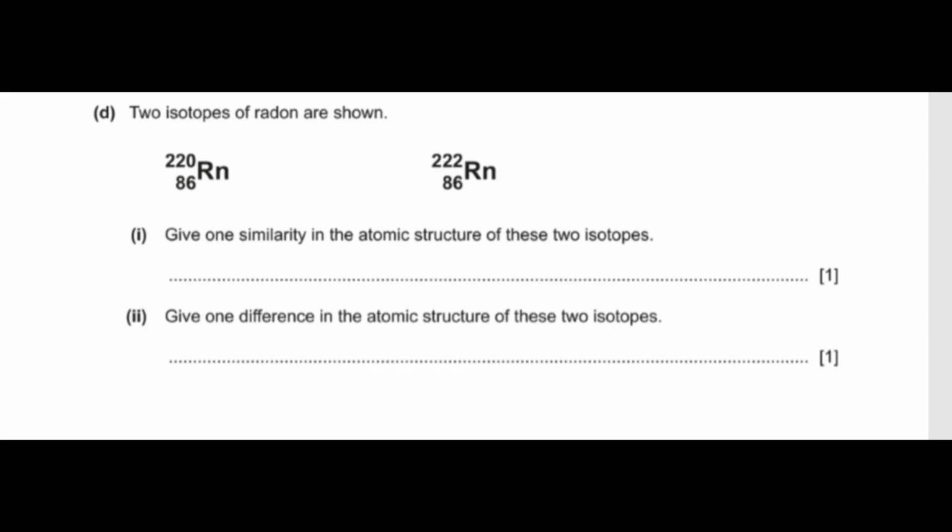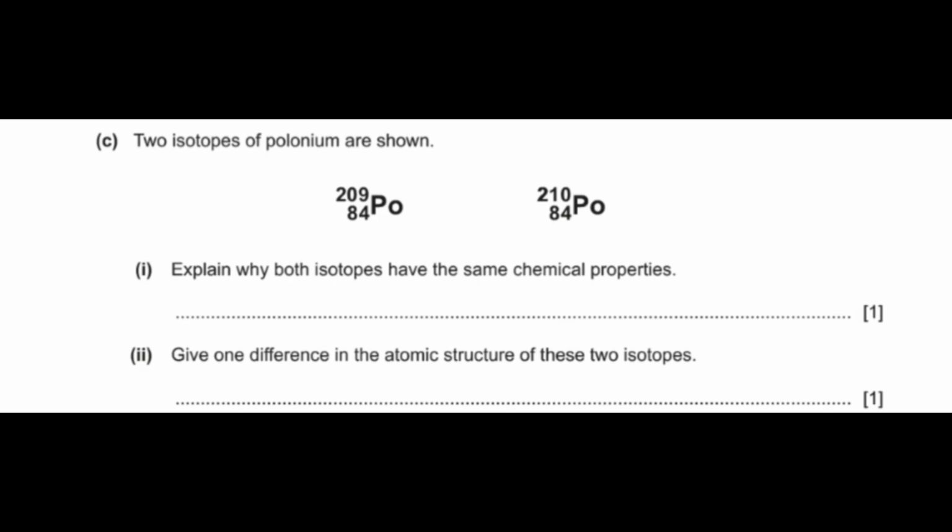As they are specifying the atomic structure, you will not write the properties, you will only write about the number of protons and neutrons. The next question is again from isotopes. Explain why both isotopes have the same chemical properties. As I always tell you, chemical properties depend upon the number of electrons. Both isotopes have the same number of protons, and protons are always equal to electrons. So if they have the same number of electrons, they must have the same chemical properties. And the next part of the question is: give one difference in the atomic structure. So in the atomic structure, the difference you will write is the different number of neutrons.